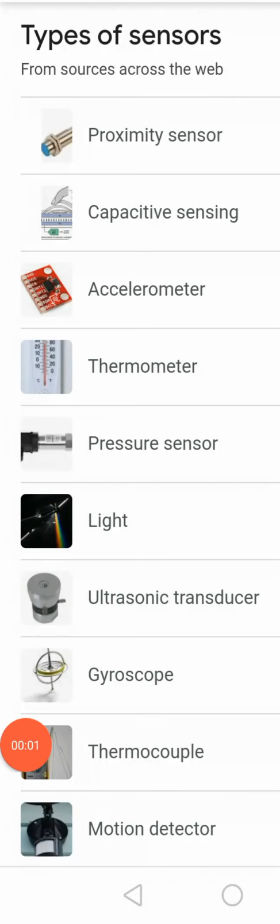Hello, so let's understand what sensors are available in the market. The topic today is the types of sensors. You can search across the web for different types of sensors, though there are numerous types. The first one is the proximity sensor.